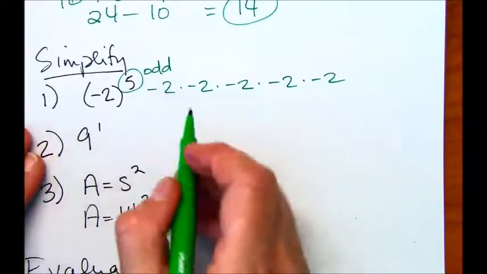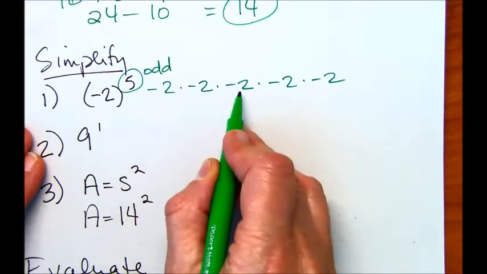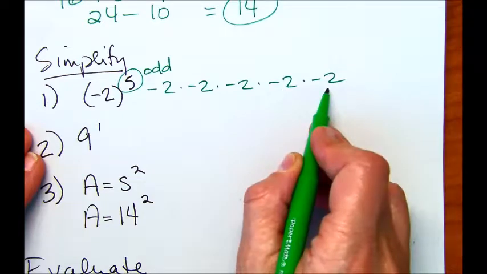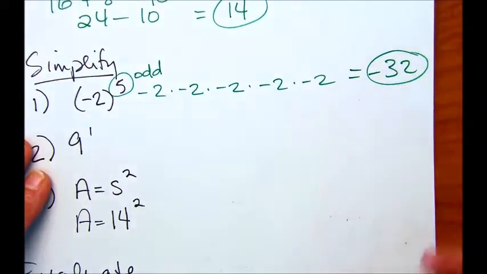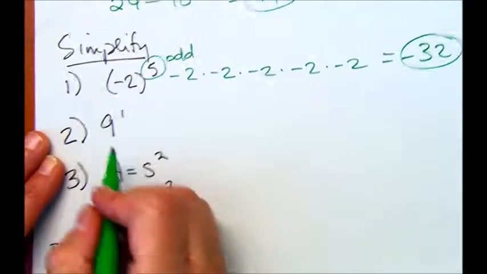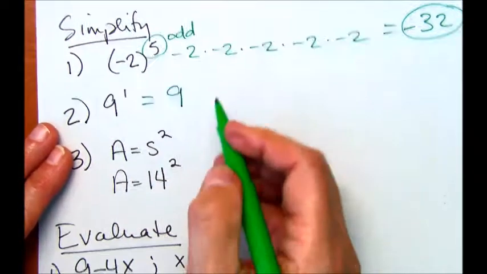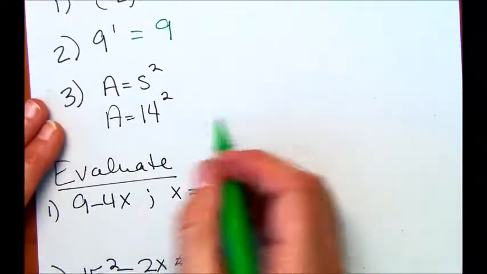And if you're not sure, negative times a negative is a positive, times a negative is a negative, times a negative is a positive, times a negative is a negative. So we're going to have negative 32. 9 to the 1st power, of course, is 9. Or this 1 just basically says we're just going to have one of them.